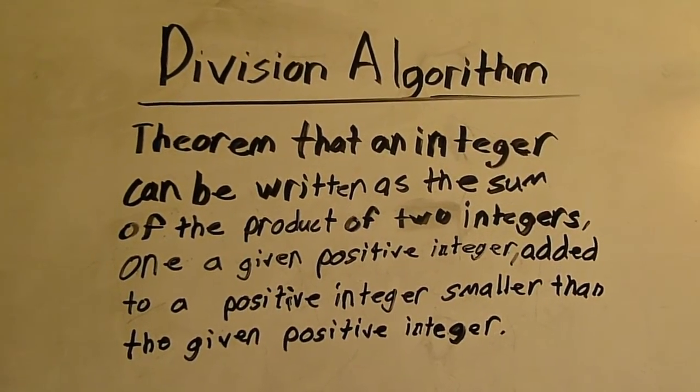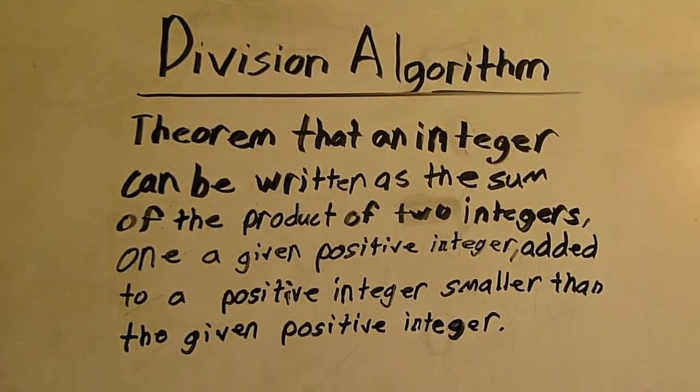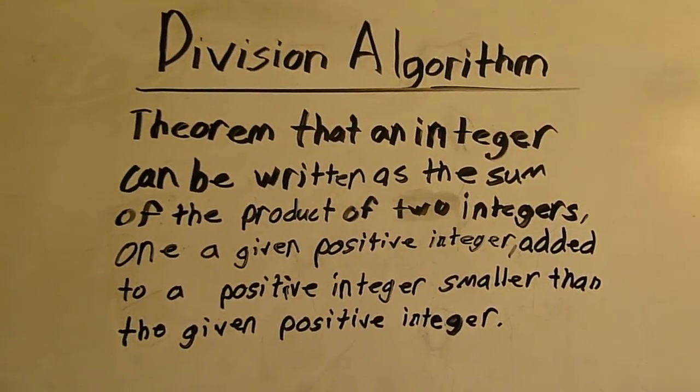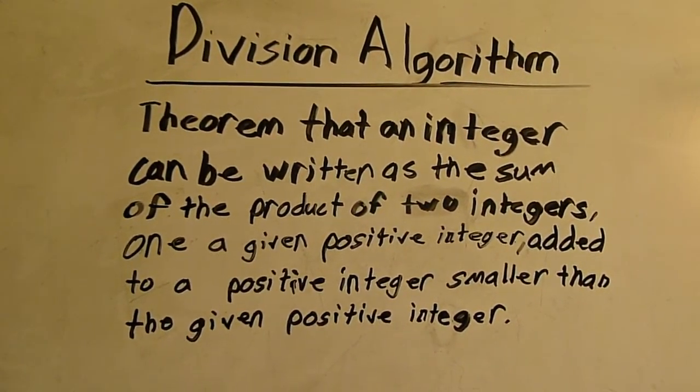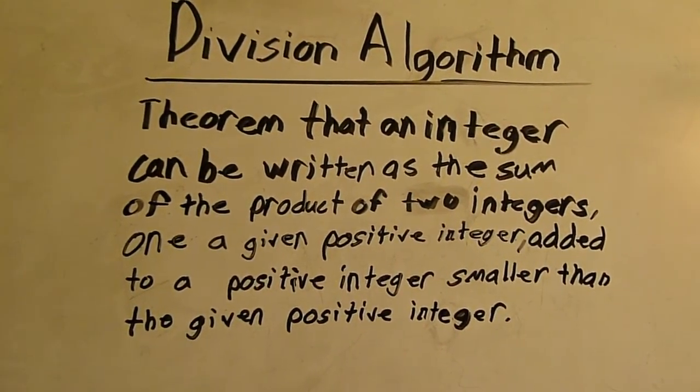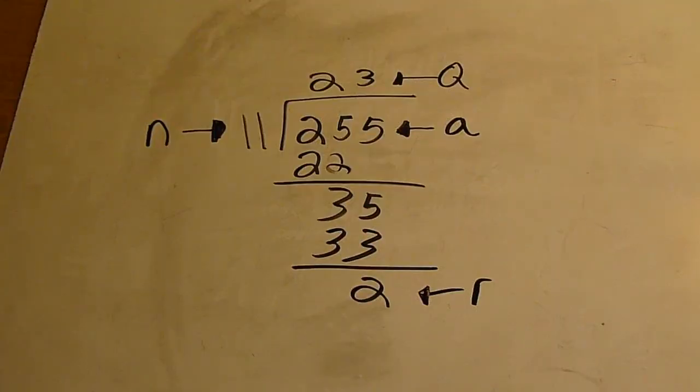Division algorithm is the theorem that an integer can be written as the sum of the product of two integers, one a given positive integer added to a positive integer smaller than the given positive integer. To explain the division algorithm in simpler terms, we will be using the equation 225 divided by 11. The n represents your divisor, the q represents your quotient, the r represents your remainder, and the a represents your dividend. So in this equation, 225 divided by 11 is 23 remainder 2.